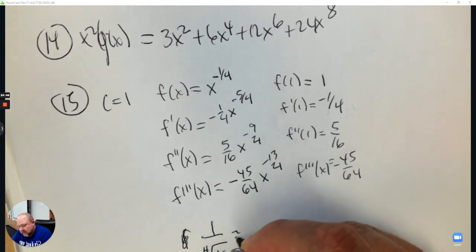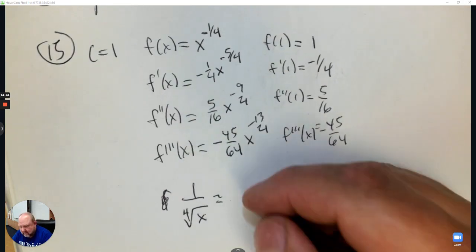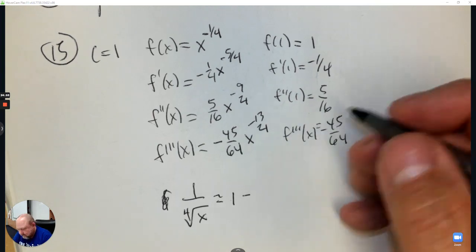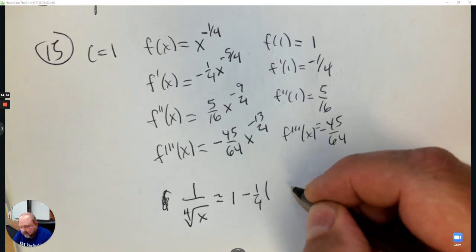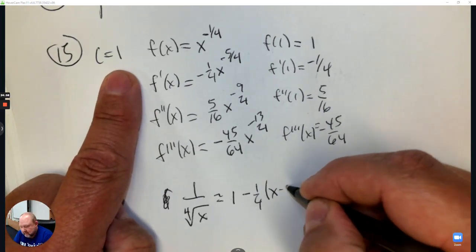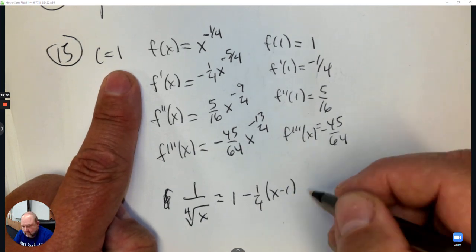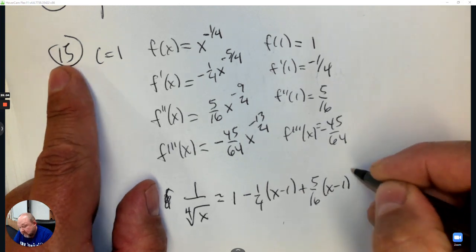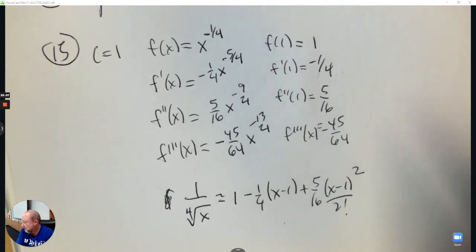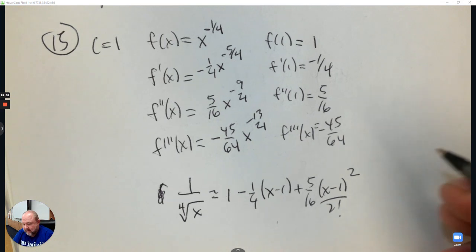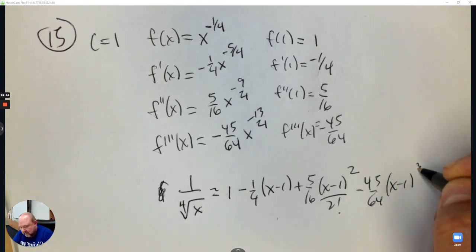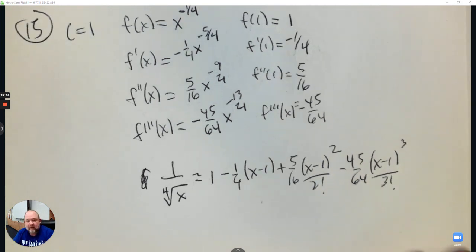So 1 over the 4th root x is equal to approximately, what's the pattern again? So it's 1 minus 1/4. Now it's centered at 1, so it's not x, but x minus 1 to the 1 over 1 factorial. The next one is 5 over 16, x minus 1 to the 2 over 2 factorial. And the next one is minus 45 over 64, x minus 1 to the 3 over 3 factorial. And there is 4 terms, and it's done.